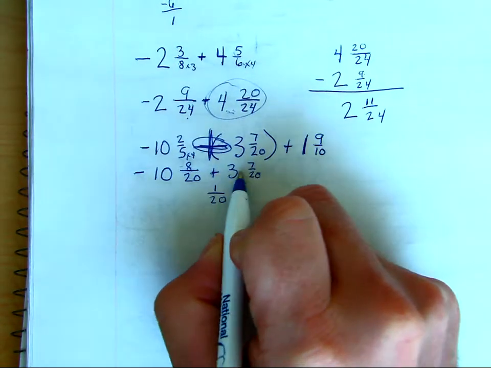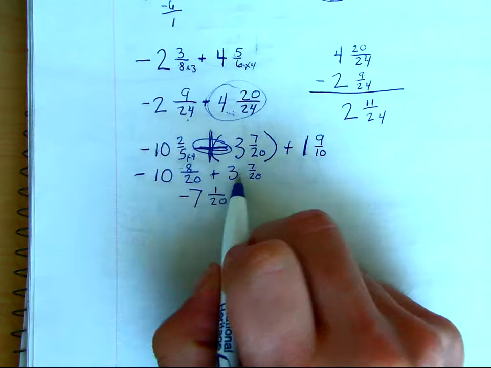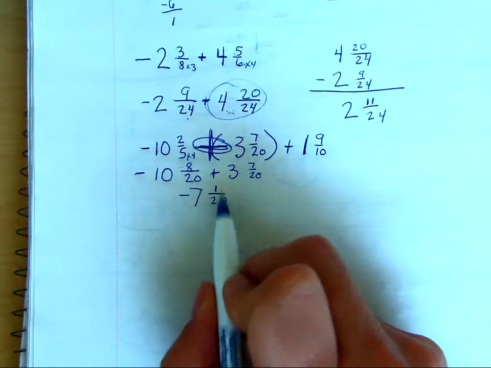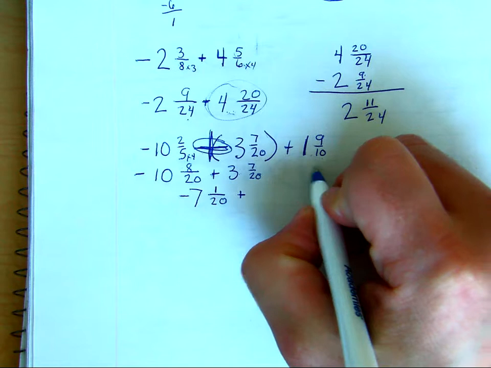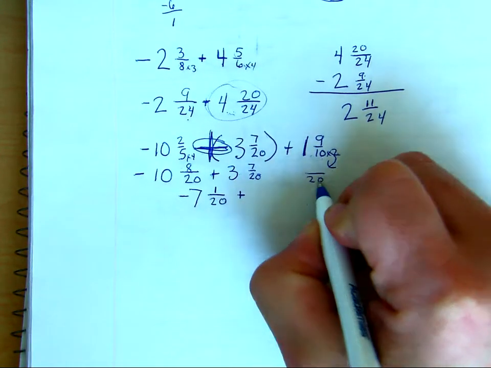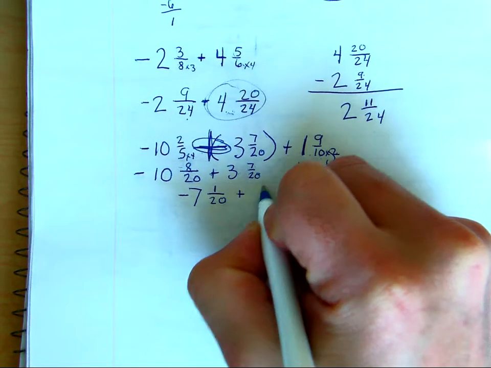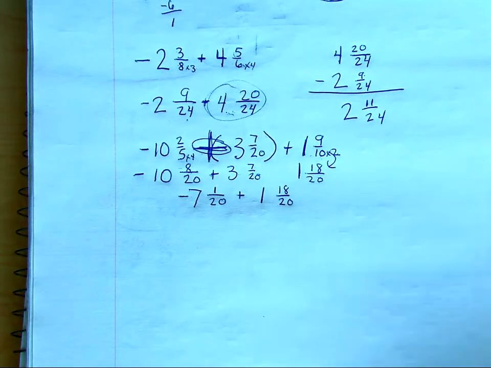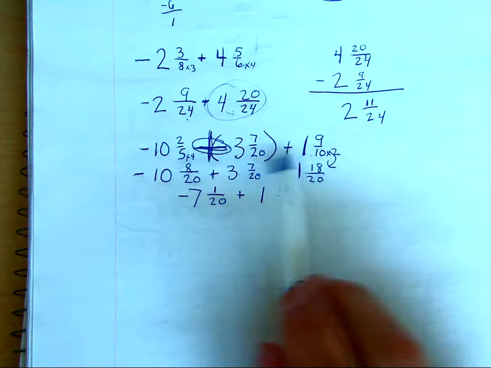Negative 10 plus 3 would be 7, except it's a negative 7. 10 minus 3 makes 7, but I have more negatives. So this first part was negative 7 and 1/20. Okay, now I need to take this and make it into 20ths. 10 times 2 makes 20, so 9 times 2 makes 18. 1 and 18/20. Again, taking it piece by piece, it makes it much simpler than worrying about all of it at once.